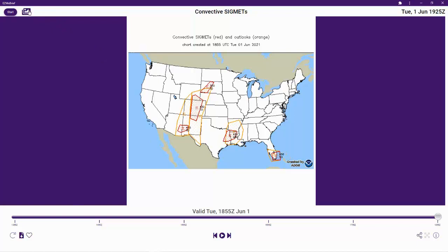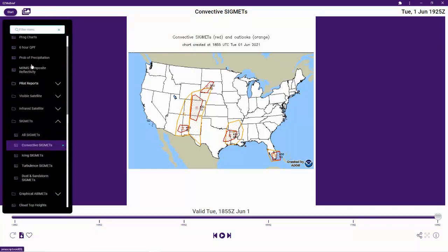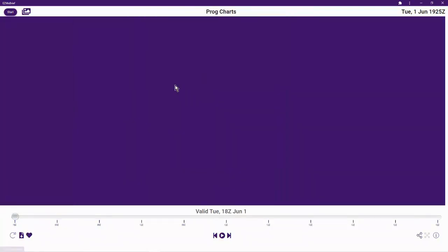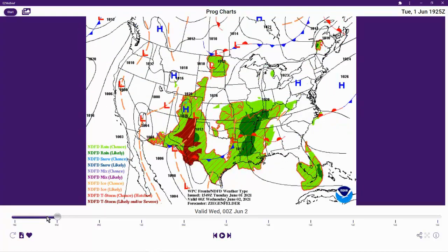When you look at the Prog charts in general, you're trying to get the big picture out of this and understand and assess what's going to happen. But it's, again, not the be-all and end-all. You still have to understand other elements of what's driving this weather. And you can certainly use other forecasts, convective forecasts or other precipitation forecasts, to help round this out.